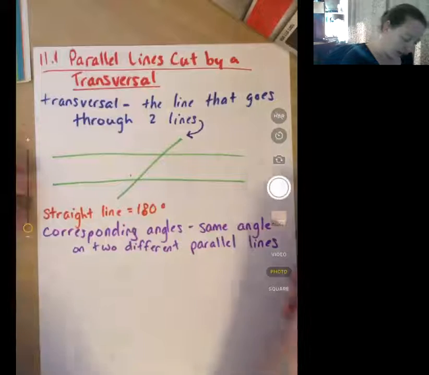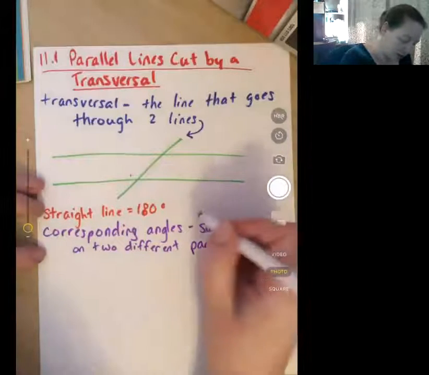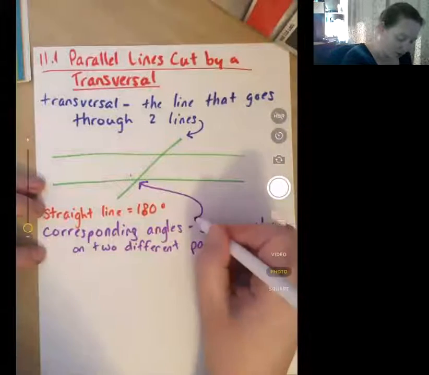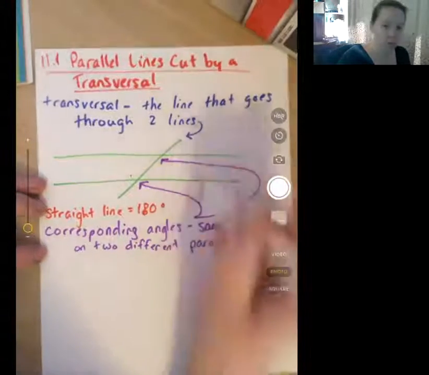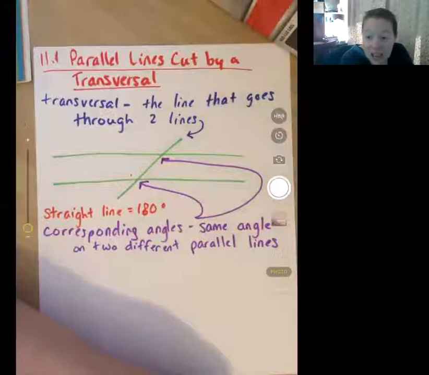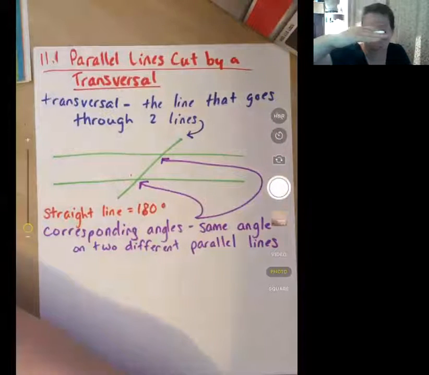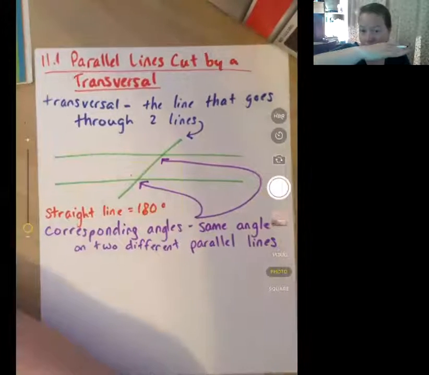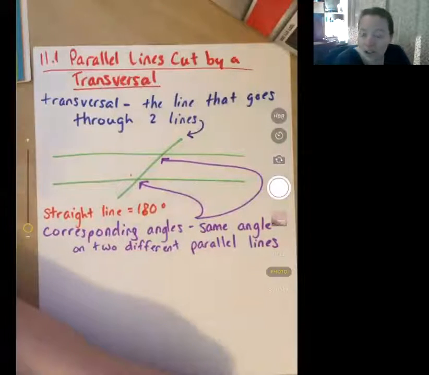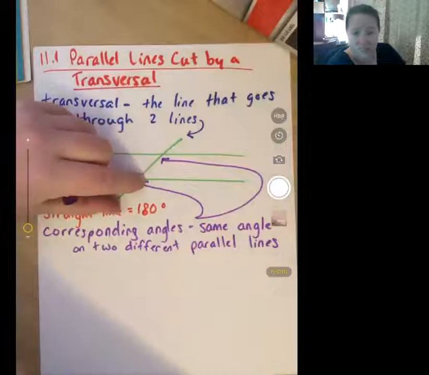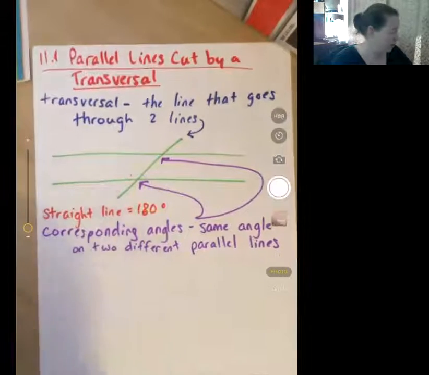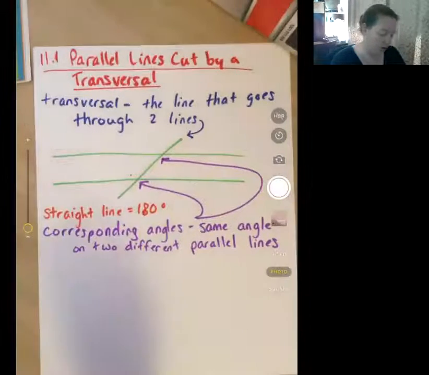Cool. Okay, so in this case, our corresponding angles, I'm going to use this one right there and this one right here. Do you see how it looks like we just shifted the line down a little bit? It could be the same line, we just shifted it down and over to the side a little bit. Those two angles are exactly the same. They are the same measurement. So if I know what this is, I know what this is. Okay? Every single time.